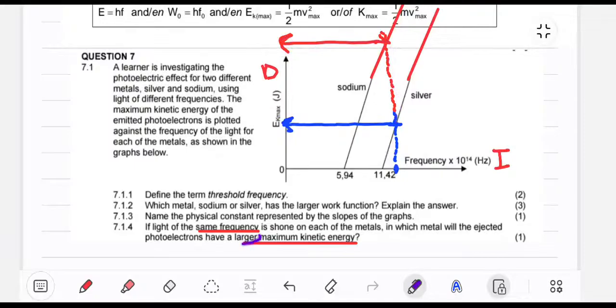Which one is larger between sodium and silver? The one for silver is this, the one for sodium is this. So the greater one should be sodium. So we have that type of question.